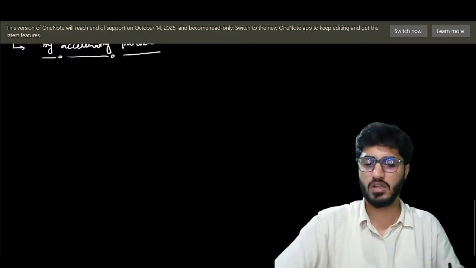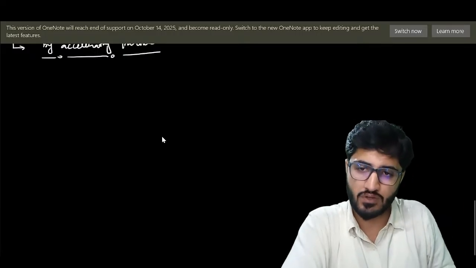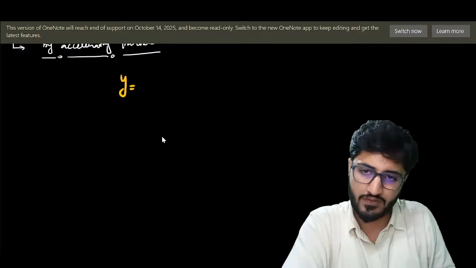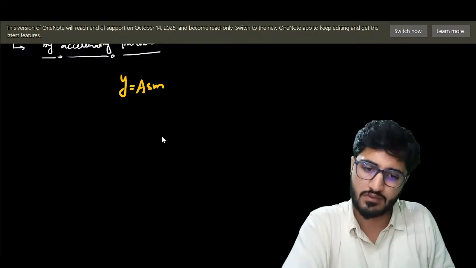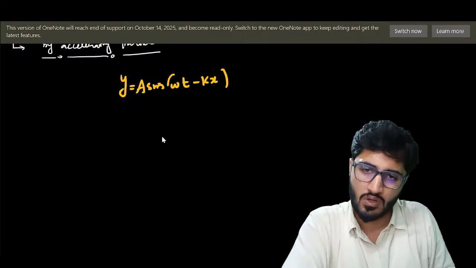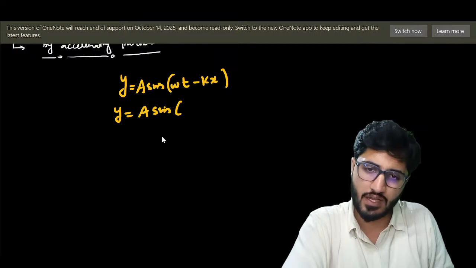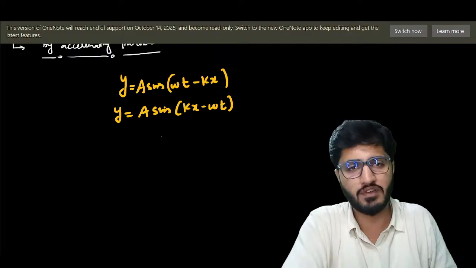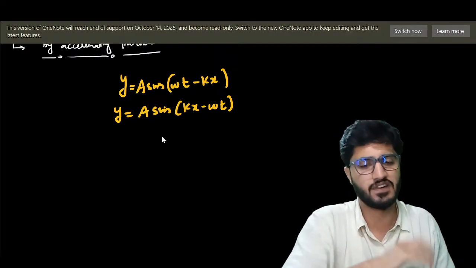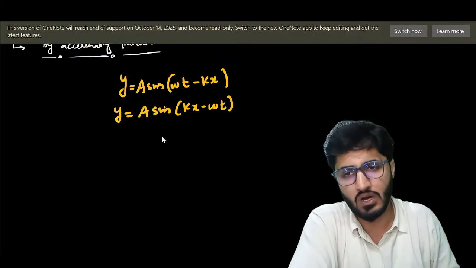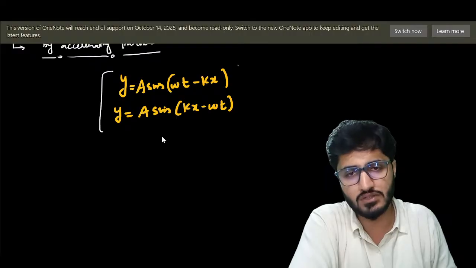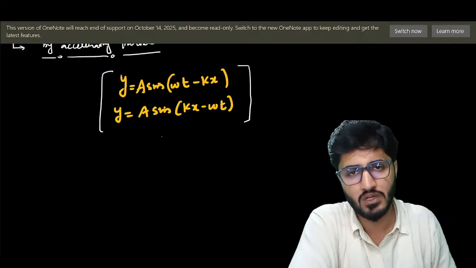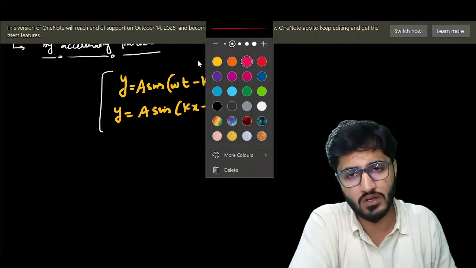Now if we talk about the equations, we have two equations here. y equals A sine(omega t minus kx), or you can write y equals A sine(kx minus omega t). Both equations are the same, but the phase difference is different. So look now at how we need to understand these two equations.